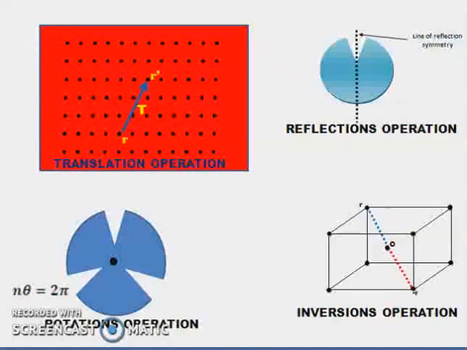2 dimension is the xy plane. Consider a point here, and there will be a problem. That's why it is not applicable in 2 dimensional. So I hope you understand about the symmetry operation.